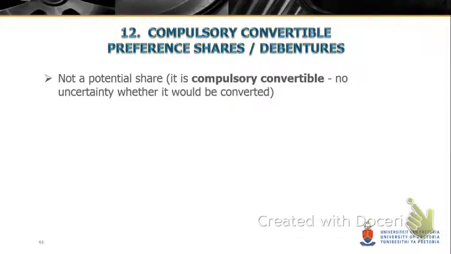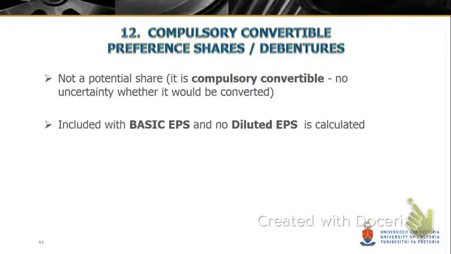Let us have a quick recap on compulsory convertible preference shares. Because these shares are compulsory convertible, that means they will be converted somewhere in the future. And therefore, they are deemed to be shares issued from the first day that they have been issued, even though they are debentures. So they are not considered to be potential shares, they are considered to be shares already issued. That's how we deem them.